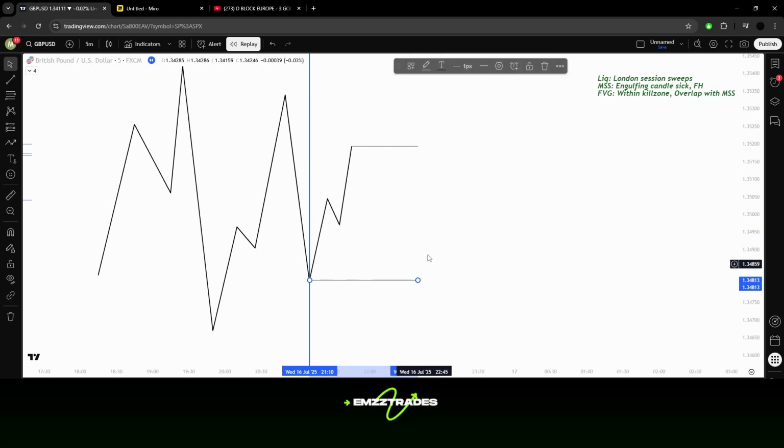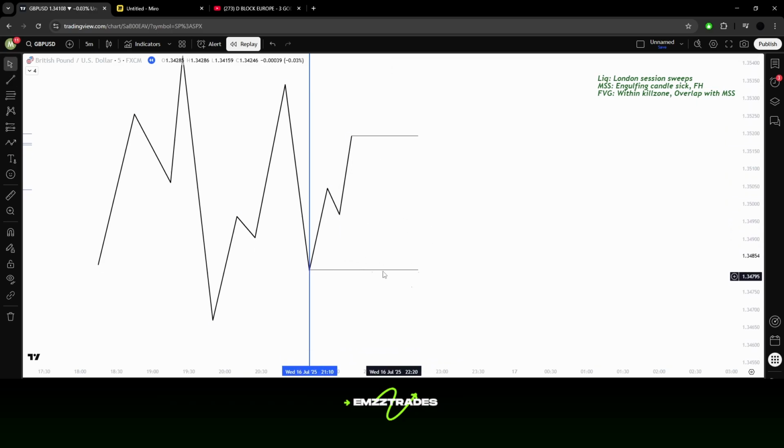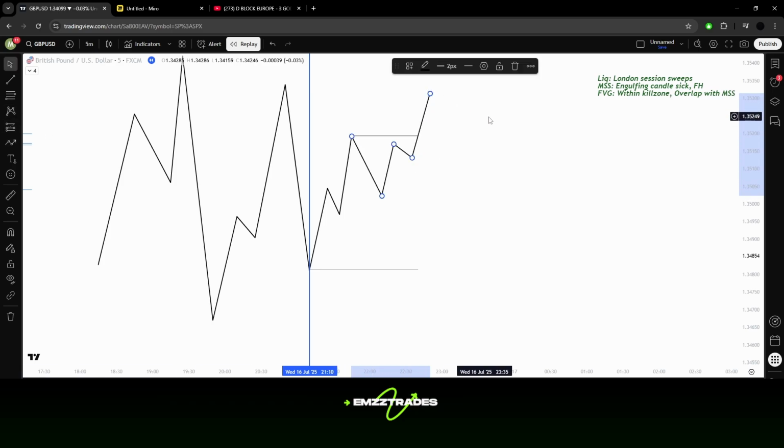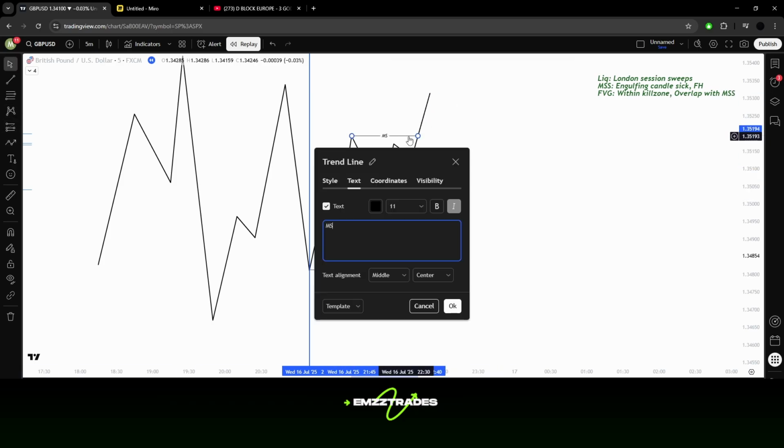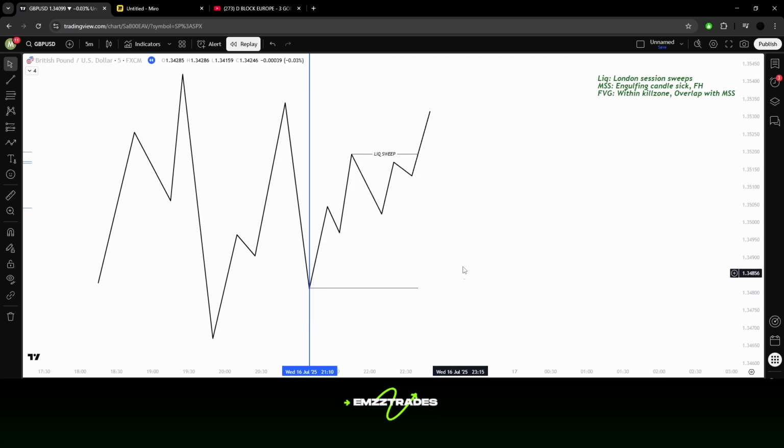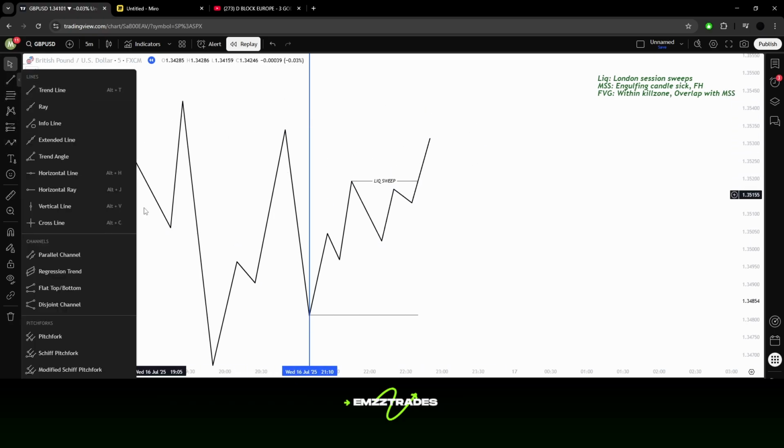And what I'm going to be doing now is waiting for price to sweep the lows or sweep the highs. So let's say it completely sweeps the highs, for example, instead of the lows. This will be our liquidity area, our liquidity sweep. And once we do get the liquidity sweep, all I'm going to be doing now is waiting for price to give me my market structure shift. But we're not taking any market structure shift. It has to actually enter our kill zone, right?